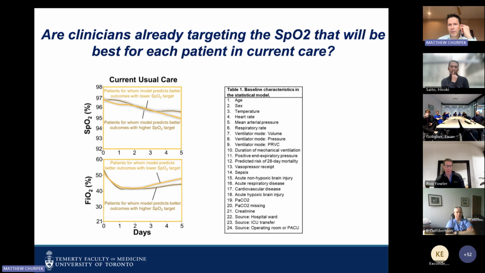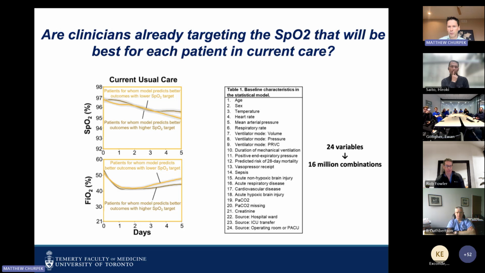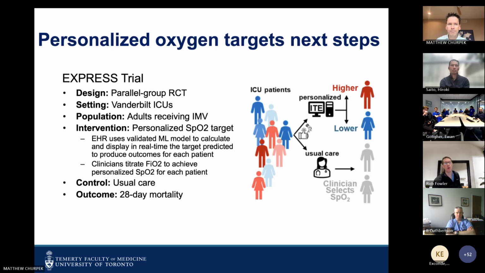That shouldn't be surprising, because if you look at all the different variables that are included in the model, it would be very, very challenging for a clinician to take those 24 variables, come up with the 16 million combinations, and then be able to output exactly what the machine learning model is doing.